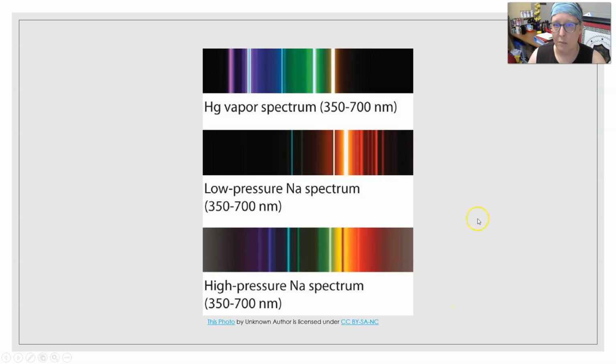And it gives you some just illustration of what emission patterns look like for different metals. So this is mercury vapor. This is low pressure sodium spectrum right here, and then this is a high pressure sodium spectrum. So it kind of gives you an appreciation of what it is and what it does. So, all right, that wraps up spectrophotometry, and there will be more analytical techniques to come. Thank you.